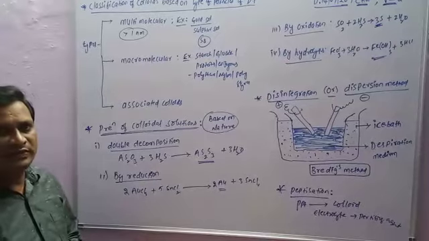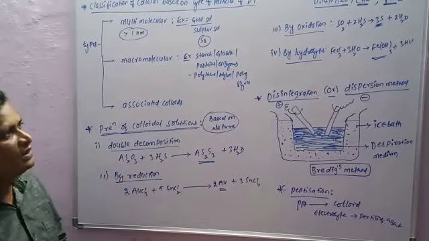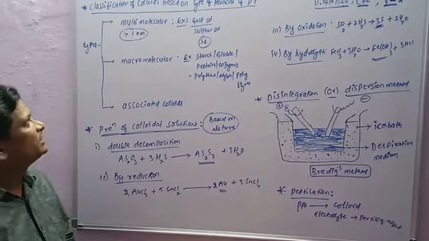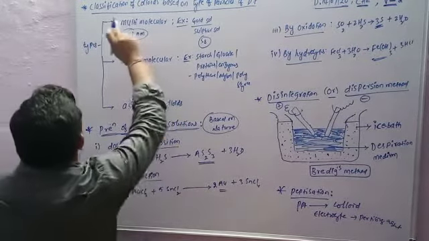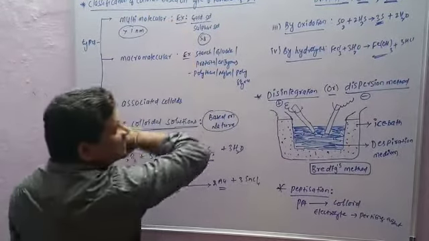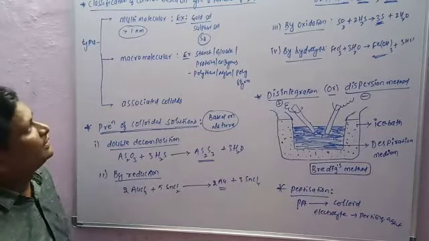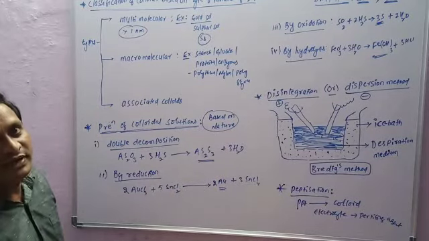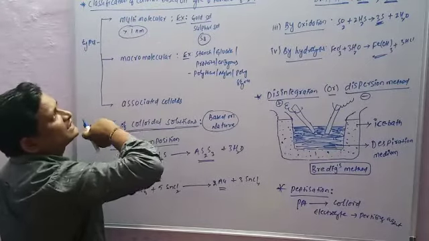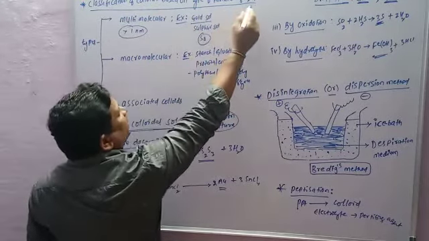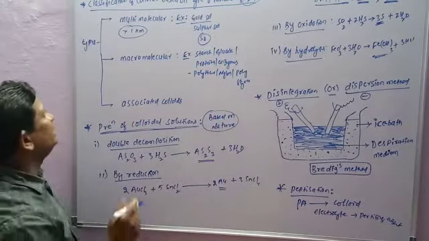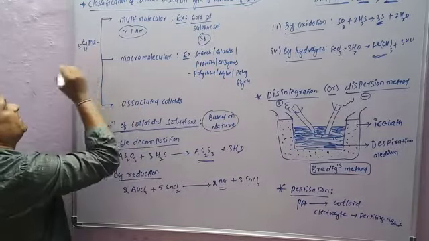For completion of classification of colloidal solutions on the basis of interactions between dispersed phase and dispersion medium. So next one is classification of colloids based on type of particles, that is, the dispersed phase particles. Mainly it is classified into three types.